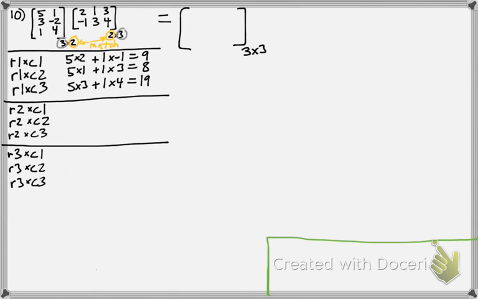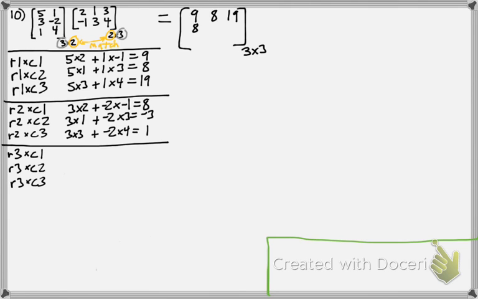So 9, 8, and 19. And then row 2 will be 3 times 2 plus -2 times -1 to get 8. 3 times 1 plus -2 times 3 to get -3. And 3 times 3 plus -2 times 4 to get 1.